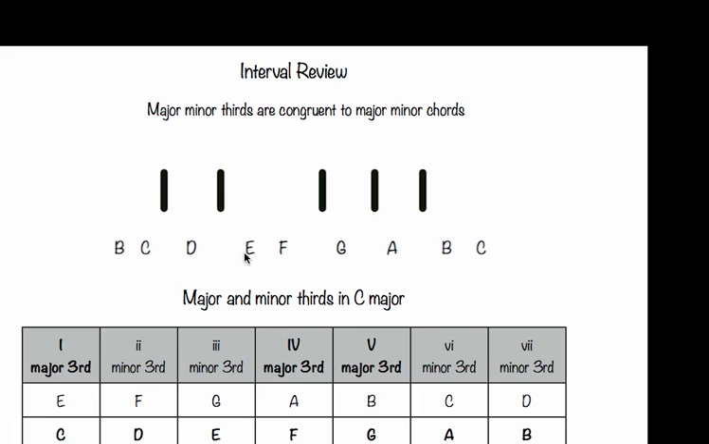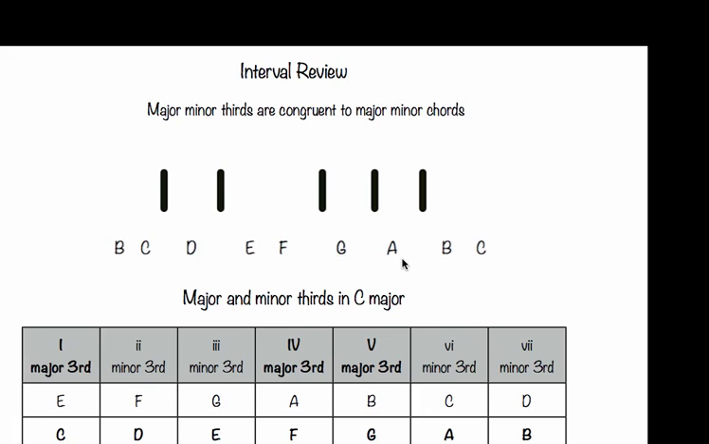whereas between D to F is a minor third. 1.5 steps compared to 2 whole steps. From E to G, a minor third, half step, whole step. From F to A, 2 whole steps.